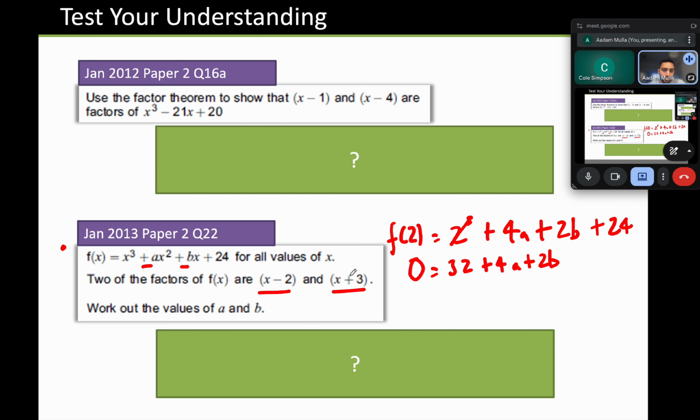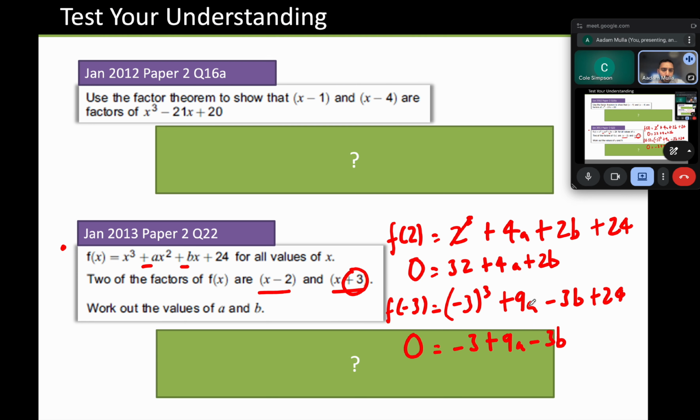And then I'm going to do the same thing with negative 3. So I'm going to do f of minus 3, which is negative 3 cubed. Negative 3 squared is 9, so 9a. Then I've got negative 3b plus 24. That's minus 27 plus 24, minus 3. So it's minus 3 plus 9a minus 3b, which is equal to 0. What do you think we have to do now that we've got these two equations?